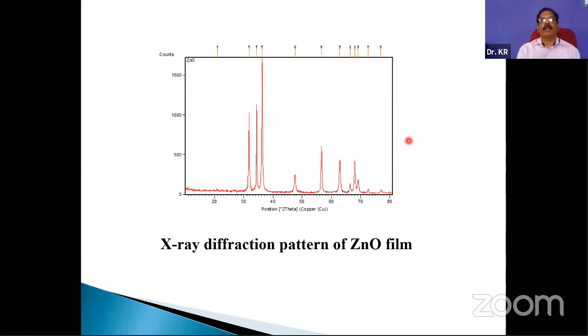If we deposit a film and record the X-ray diffraction pattern, we can compare this with the JCPDF card. First, we have to compare the three high intensity peaks. If all three high intensity peaks match a particular pattern in the JCPDF card, then we have identified the element. For example, this is zinc oxide, an unknown material. We can compare these first peaks with the JCPDF card, and if they match zinc oxide, then it is called a zinc oxide material. Therefore, the material identification can be done.